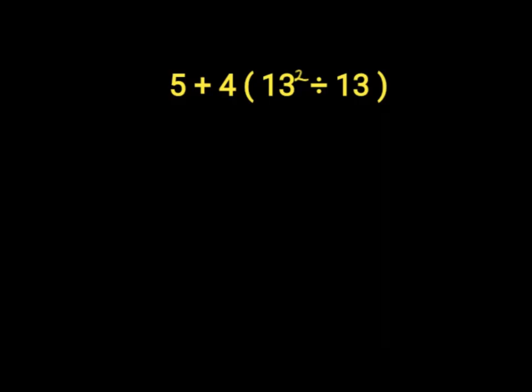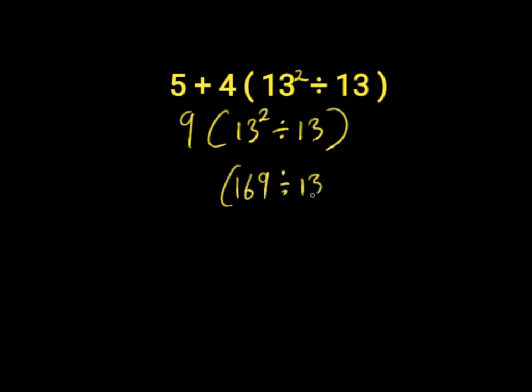5 plus 4(13 to the power of 2 divided by 13). 5 plus 4 will give us 9. Then we have 9(13 to the power of 2 divided by 13). Now, in our parentheses, we have an exponent, which is 13 to the power of 2. 13 to the power of 2 is 13 times 13, which will give us 169 divided by 13.